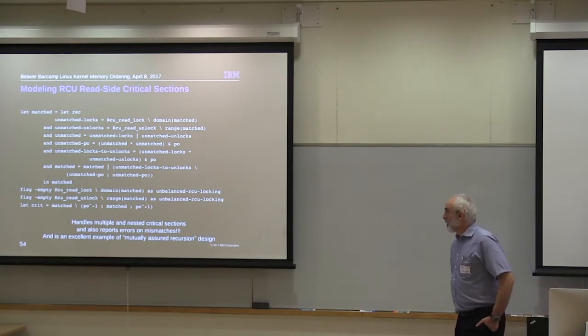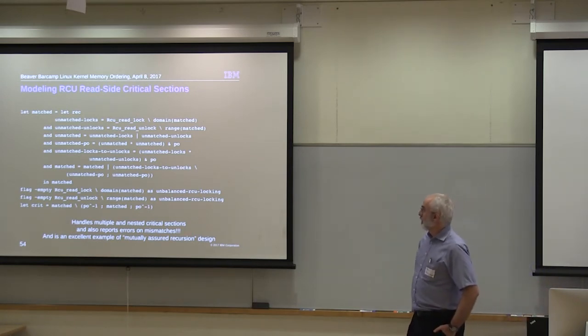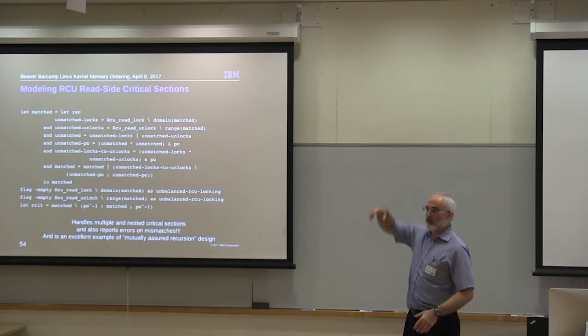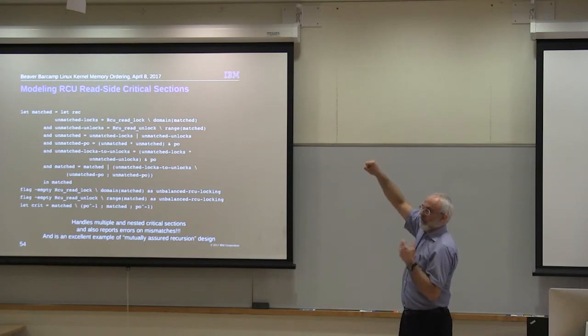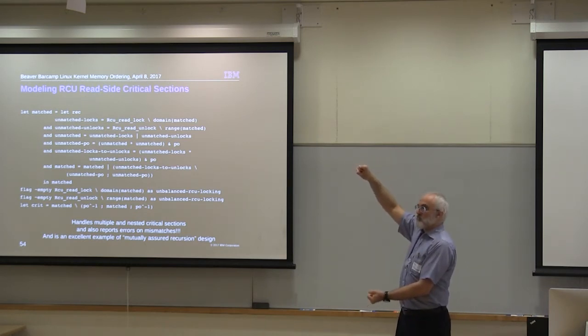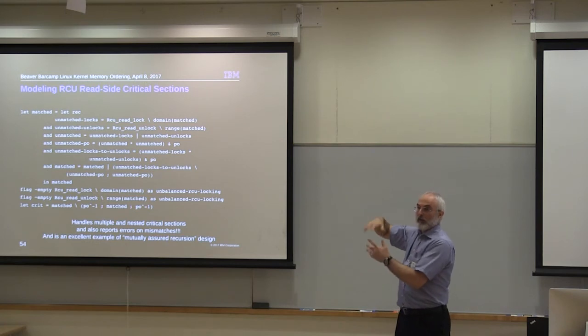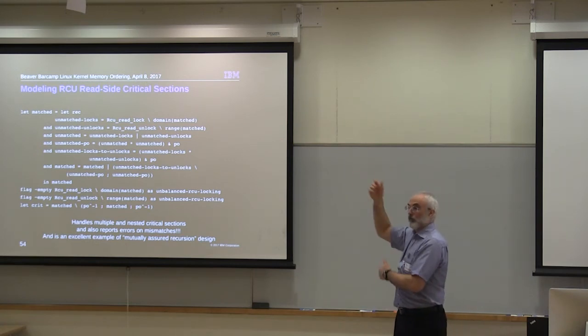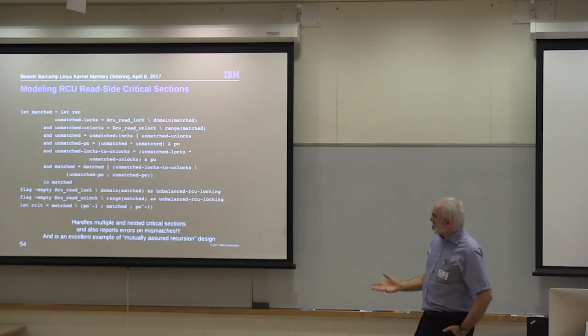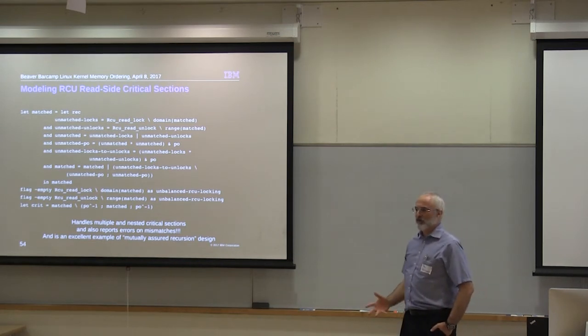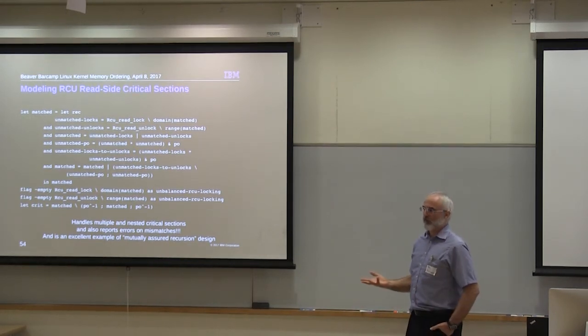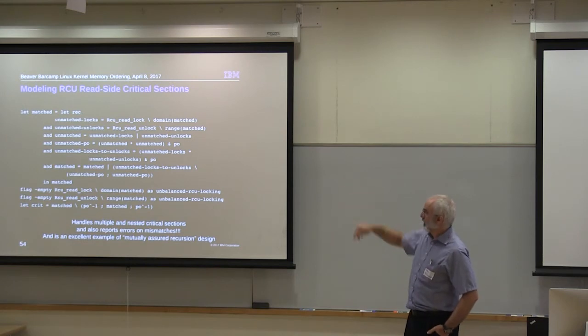He also produced very accurate models of RCU. I'm not going to go through this line by line. This is half of it. This does the read-side critical section. Remember, read-side critical section, you start with RCU read lock, you have a bunch of stuff, you have RCU read unlock. They can be nested, and you can have several in a process, and those can be nested as well. And so having something that's essentially an axiom engine deal with that is a bit challenging, and there it is.